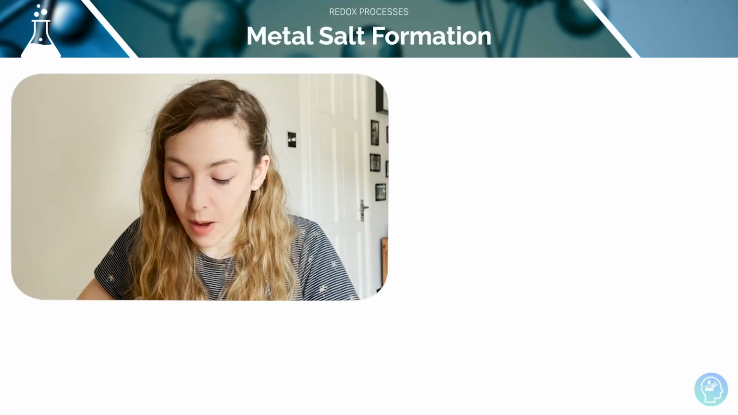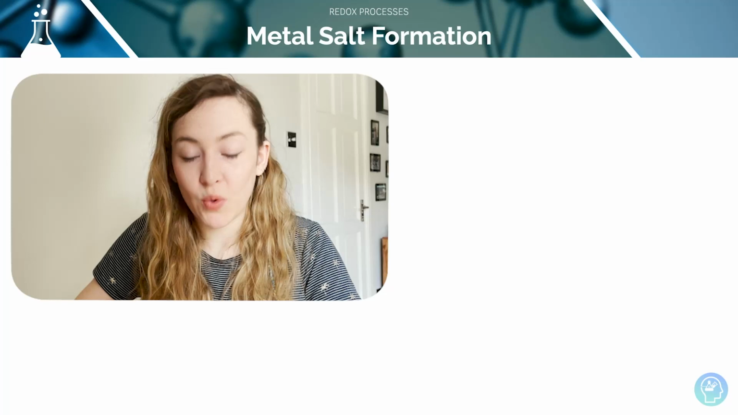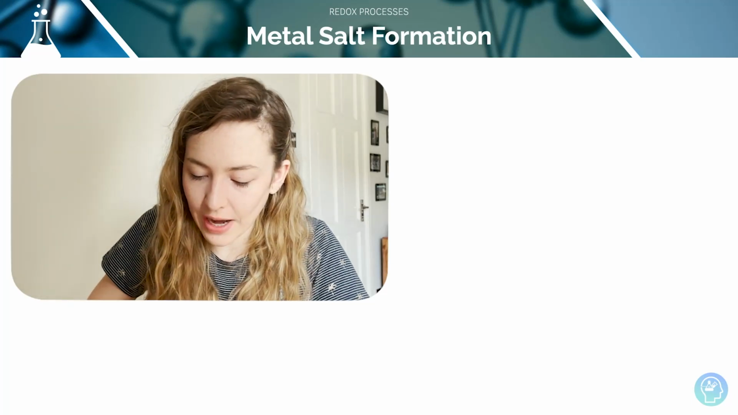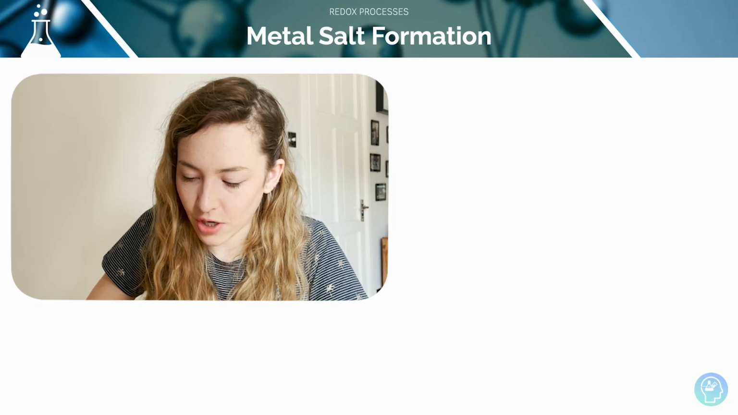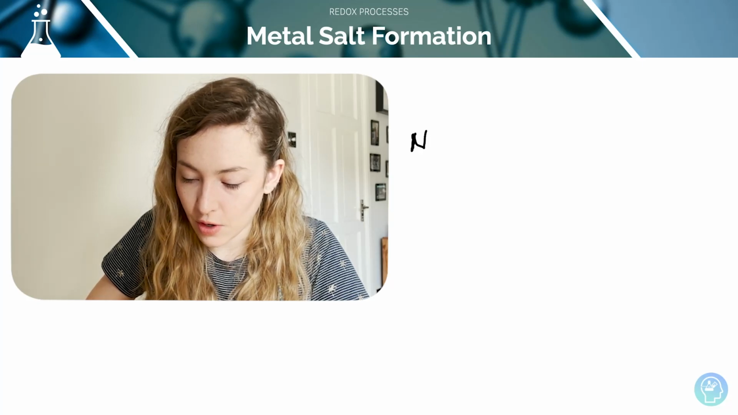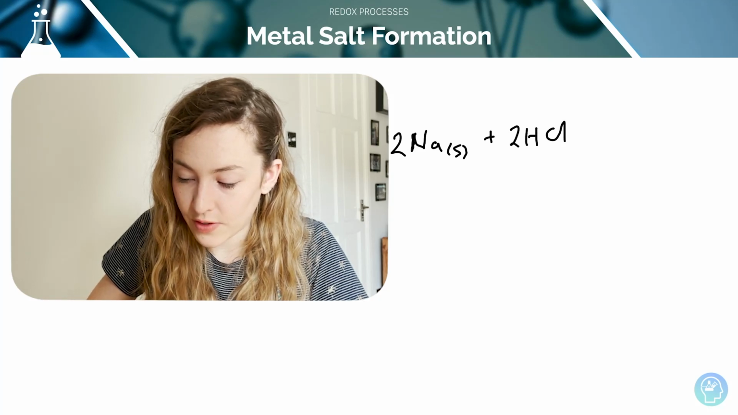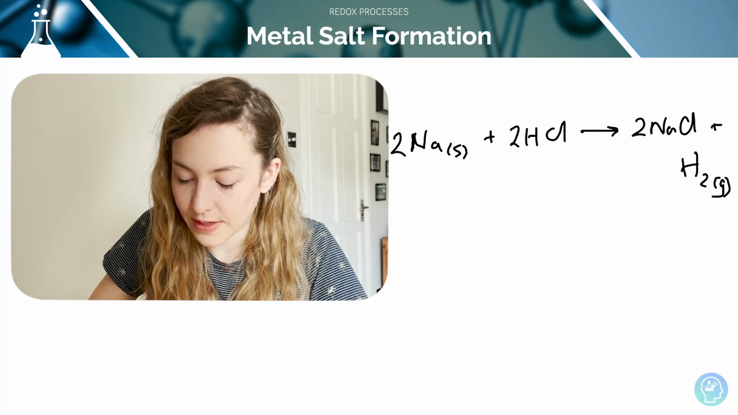A typical example of a redox reaction is the reaction between a metal and an acid to form a salt. If we have a look at the reaction between sodium metal and hydrochloric acid, so 2Na and 2HCl, you're going to get 2NaCl and H2, and of course that's a gas.